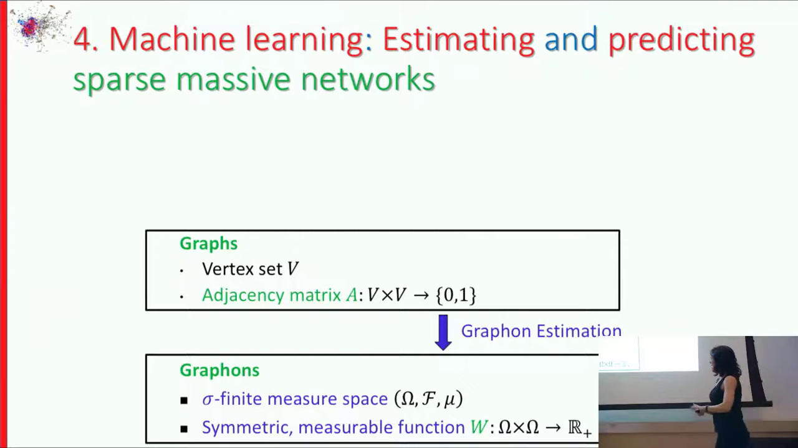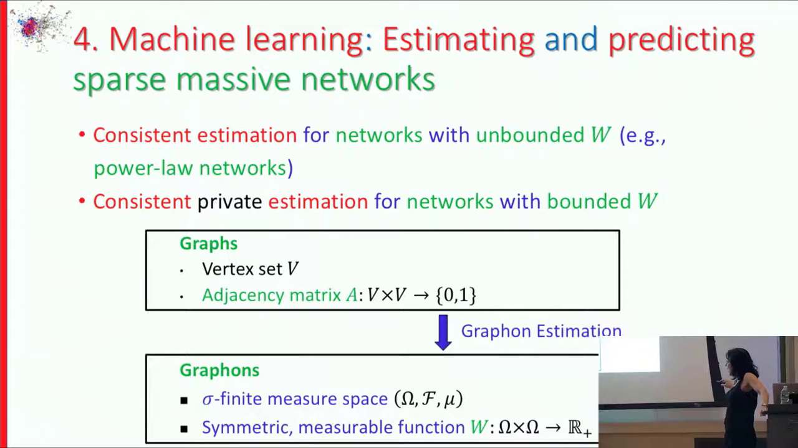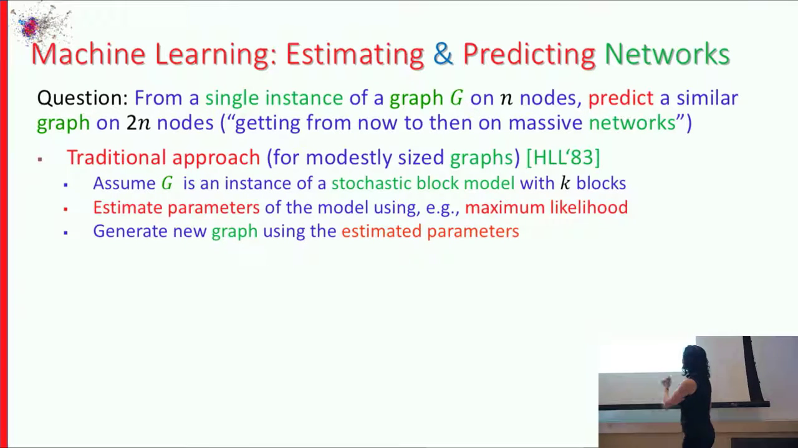But the question is, can I really do consistent estimation? If I look at Facebook, if I looked at LinkedIn, can I estimate this W in a way such that when I generate things from my estimate, they will be giving me the right graph back, okay? And I want this for unbounded W's, and then in certain cases for bounded W's, I'll be able to tell you, at least in this case, that I can do it differentially privately. Okay, so this is where the title comes from.